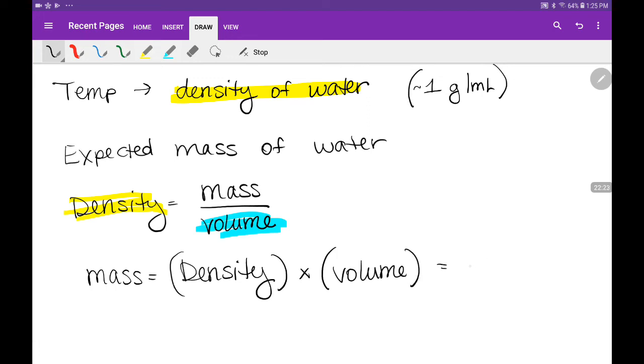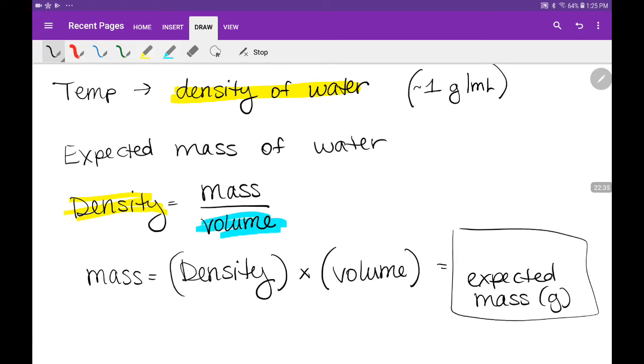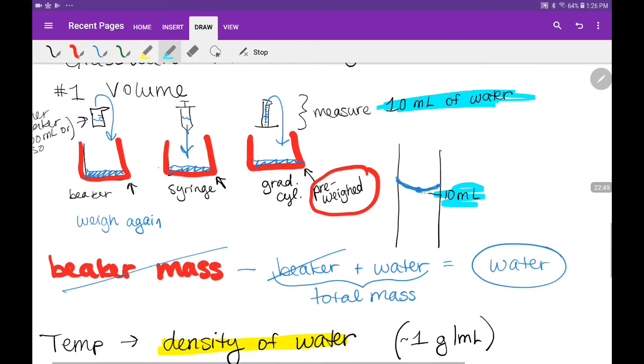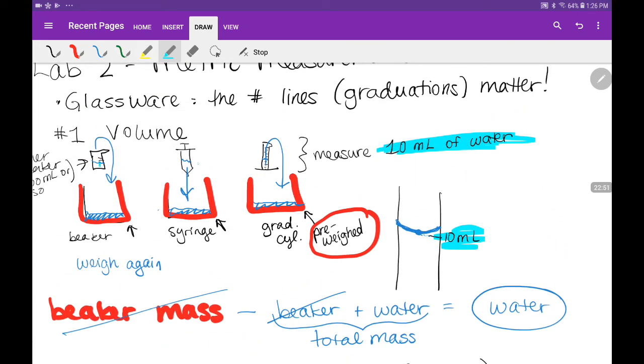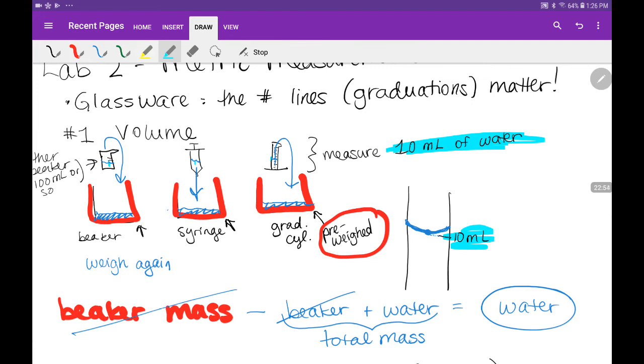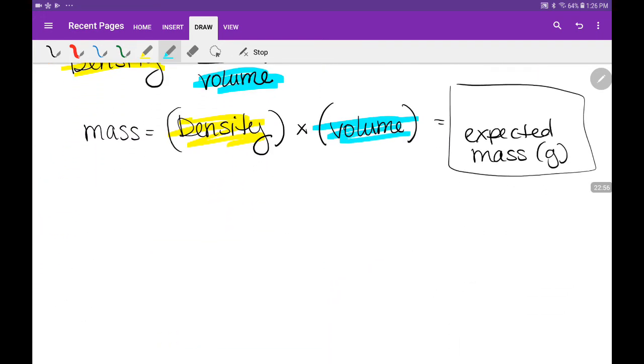And that's going to give us the expected mass, which will be in grams. Okay, and that's going to go in table one. So that density is here, it's whatever we look up during lab. Here's the volume, and that's going to give us our expected mass. And yes, the expected mass of 10 mils of water should be the same if you measure it with a beaker, with a syringe, or with a graduated cylinder. So all those expected masses will be the same.